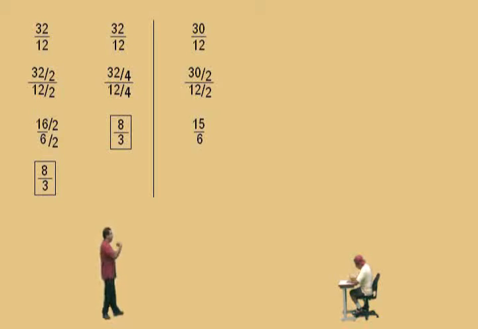Remember, whatever you do to the top, you must do to the bottom. You can multiply numbers to top and bottom, and you can divide numbers to top and bottom. Okay, that's all you can do.